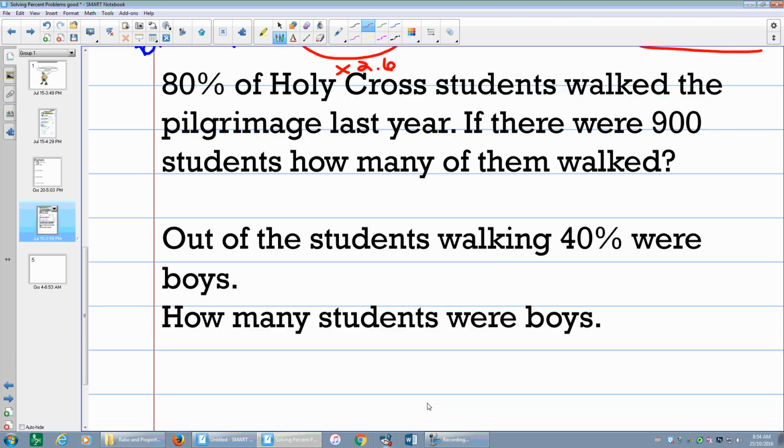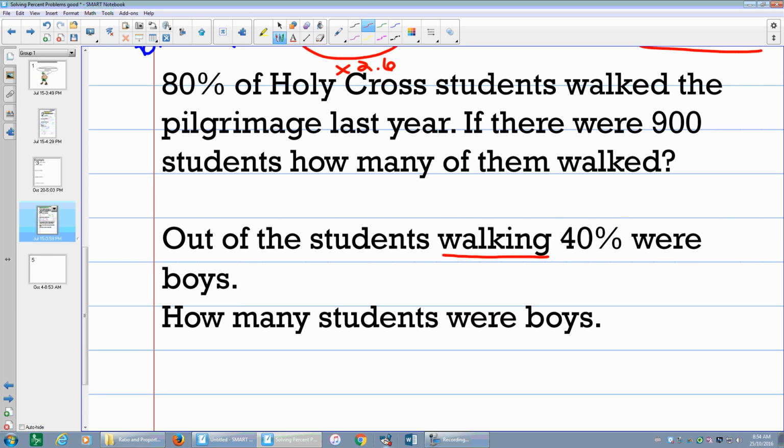Okay, the next question here, if we read it, it says 80% of Holy Cross students walked the pilgrimage last year. If there were 900 students, how many of them walked? Out of the students walking, 40% were boys. How many students were boys? Okay, so my first step here, I want to figure out how many boys there are. And it says out of the students walking, 40% were boys. Well, do I know how many students walked? No, I don't know how many students walked.